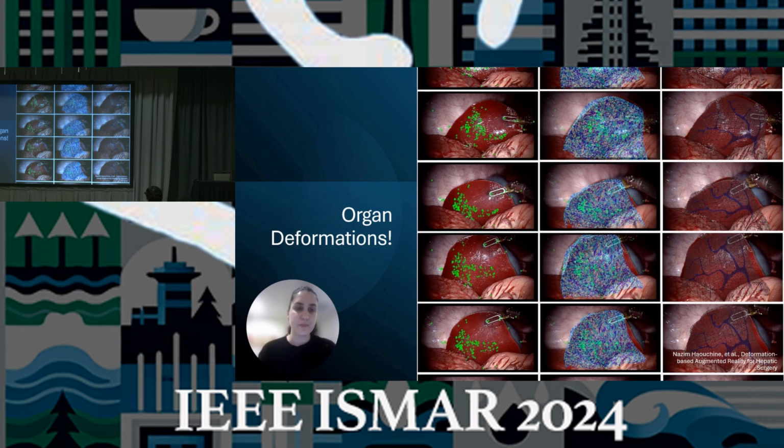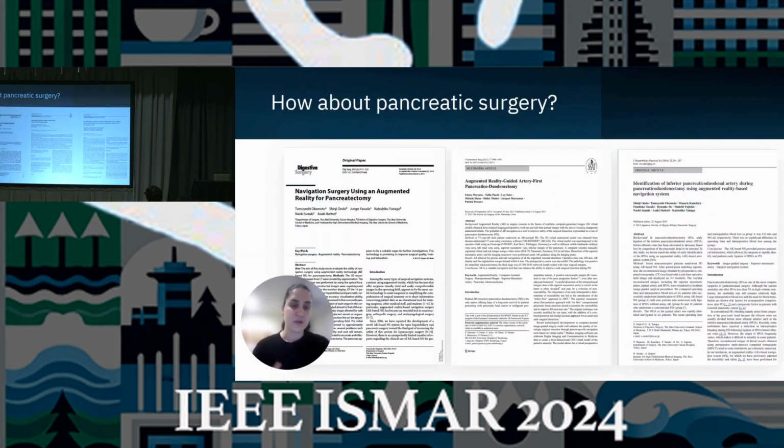But unlike organs like the liver, which substantially change and deform during the surgery, there are some abdominal organs that have lesser deformations, like the pancreas. Because it's behind the stomach and buried in the abdominal cavity, it does not move as much as the liver does, and its texture is also quite different from the liver, so the deformation is quite less. But despite that, there is not much done in this area.